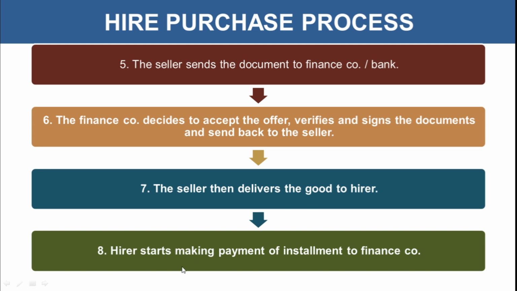After that, as a hirer or buyer, you can start making payment of installment to finance company. So here finance company acts as a link of payment, as I already mentioned. So you would be making installment payments to the finance company through your account, and the finance company will make one go payment to the seller. So this is the whole hire purchase process, how it takes place.